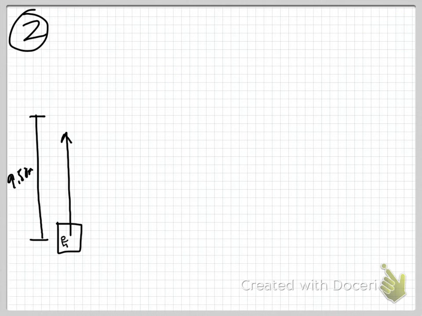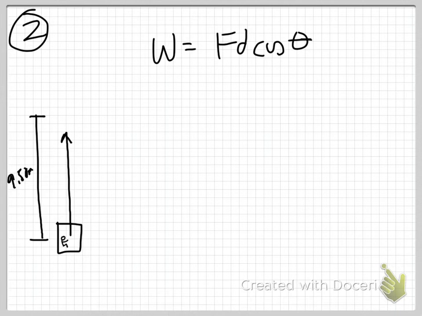Kid in a box. Tiny little kid in a box, in a crate with a winch to the ceiling. This sounds like it could be a Dr. Seuss book. So we have, again, work equals F d cosine theta, and we're looking for force. So work divided by distance, cosine theta equals force.